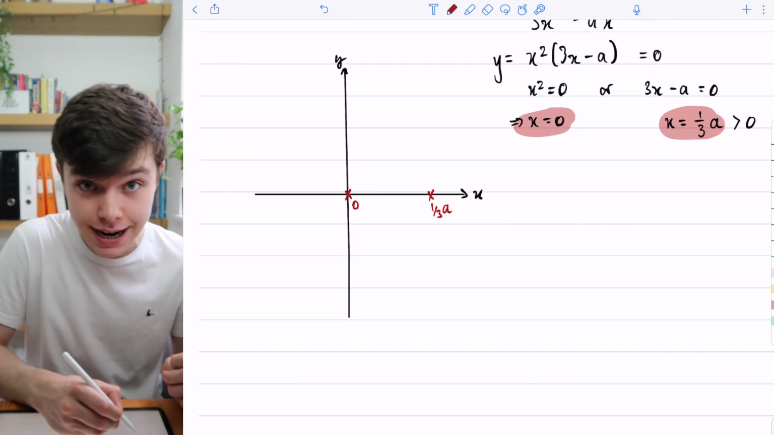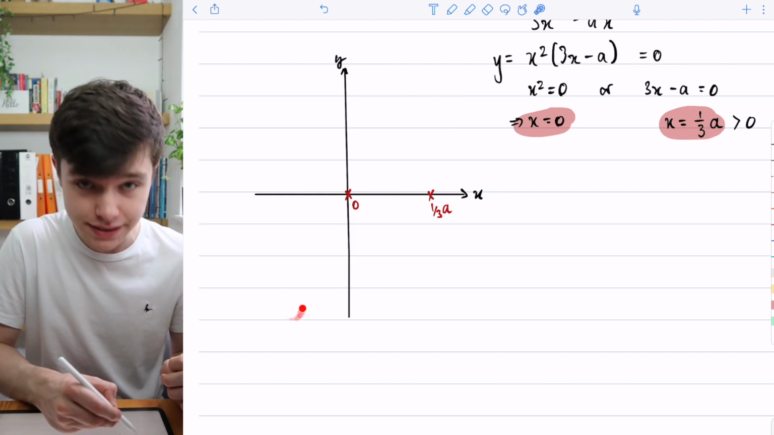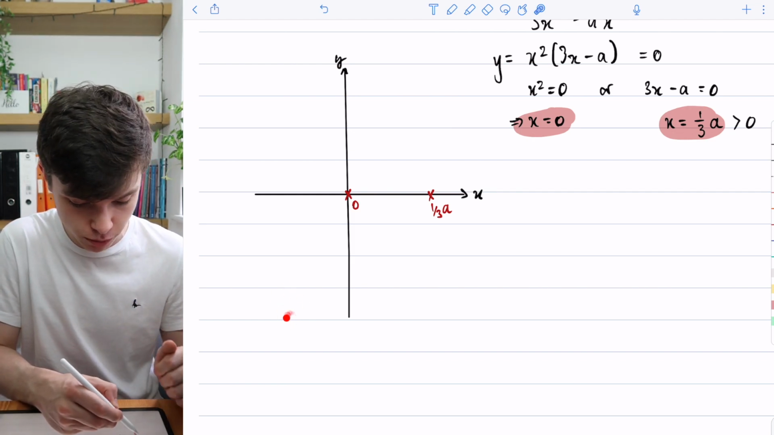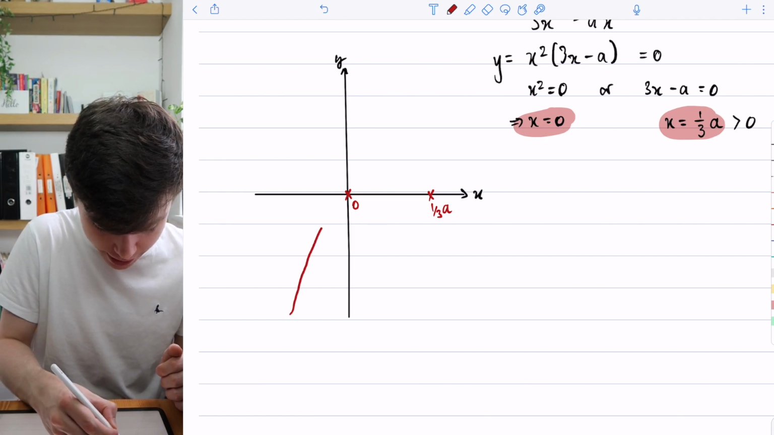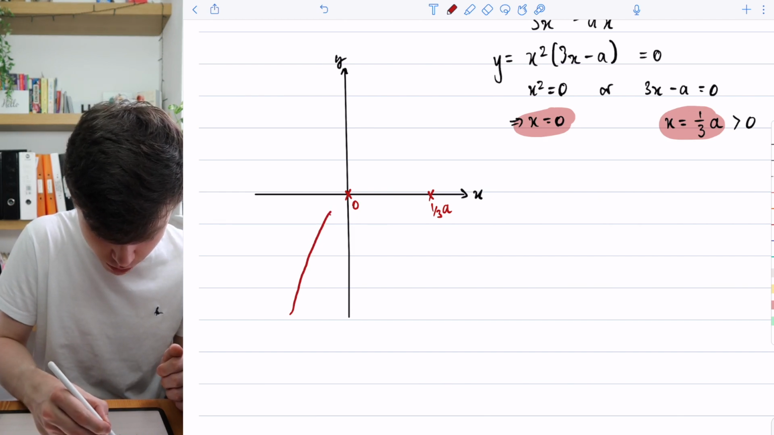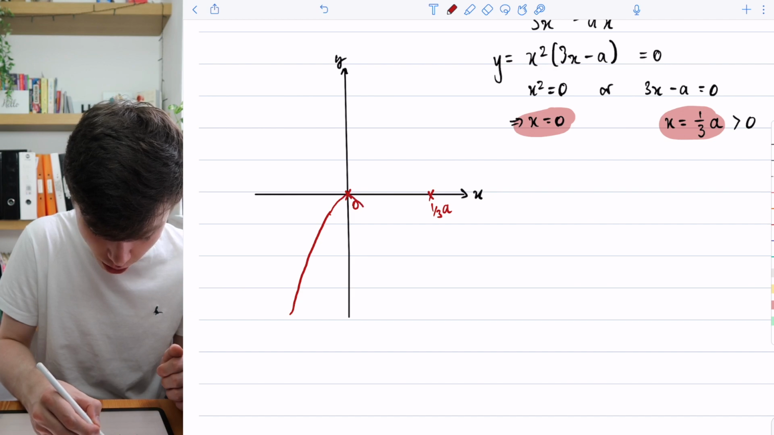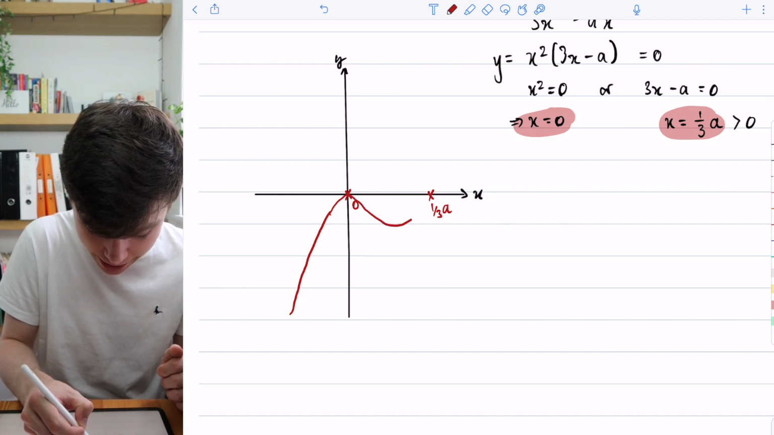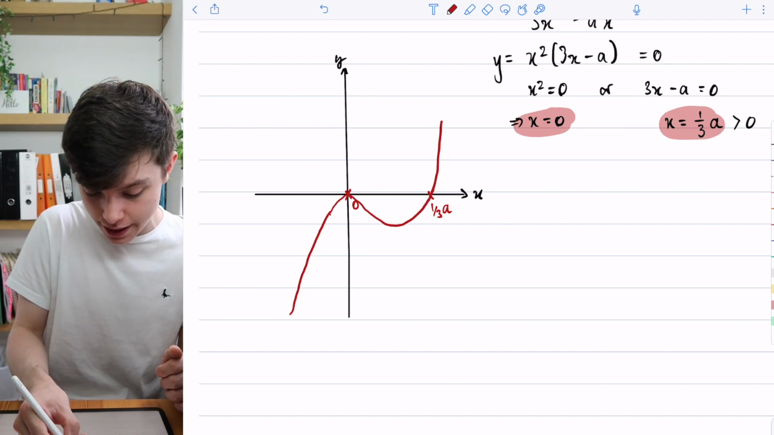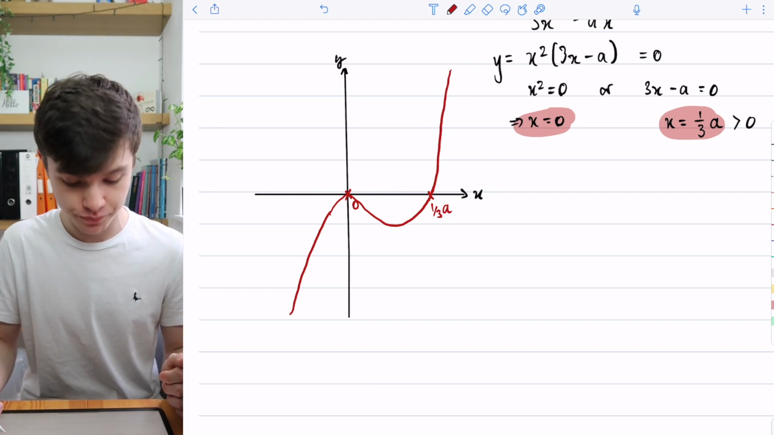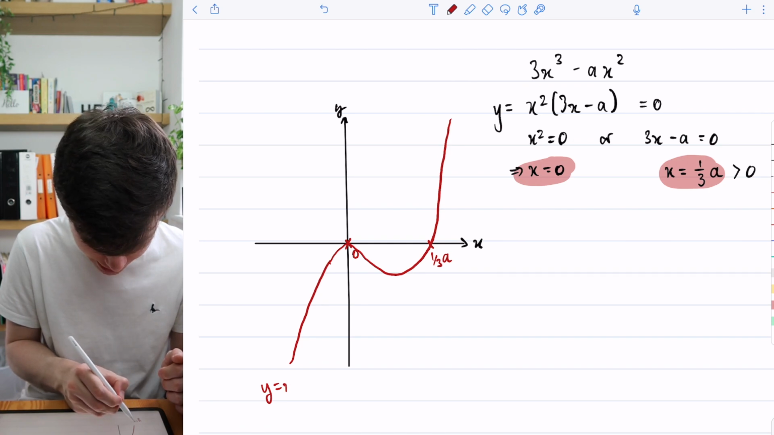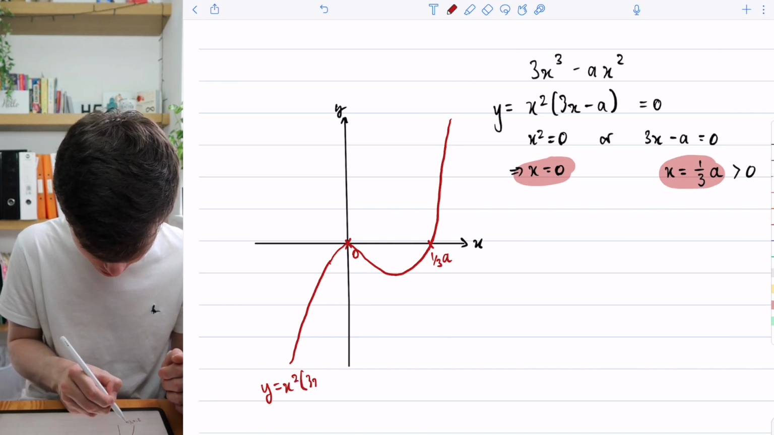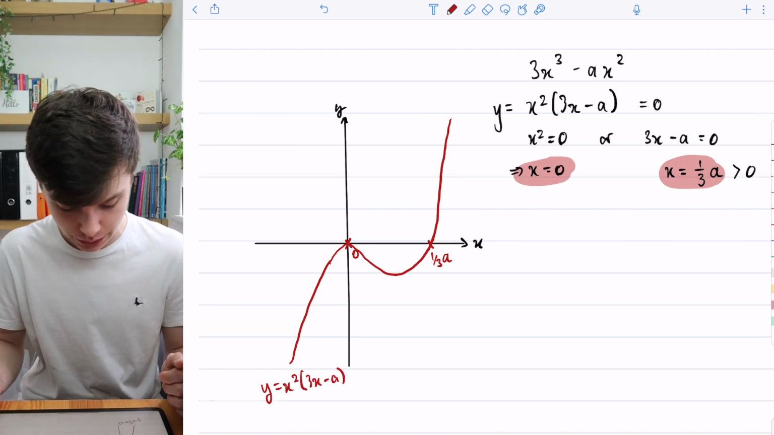It's going to start down here because this is where the positive cubic graph starts. Start down here, come up, pass through this root, bounce off, come back down, so it can then pass all the way through that root like that. Okay, and that is the graph of y is equal to x squared times 3x minus a.